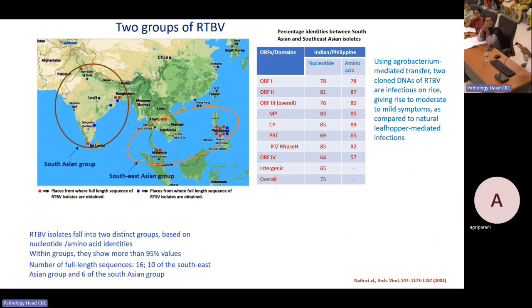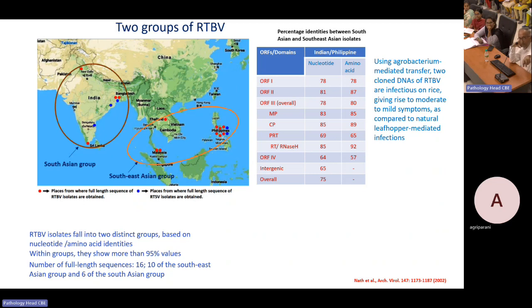Now these two are quite different from each other. So the table gives the percentage identities between South Asian and Southeast Asian isolates of RTBV. This is somewhat surprising because both are rice tungro bacilliform virus. Within a particular virus, this much variation is somewhat unexpected. So these are the ORFs, and you have the nucleotide percentage and amino acid percentage. So this is the percentage similarity.